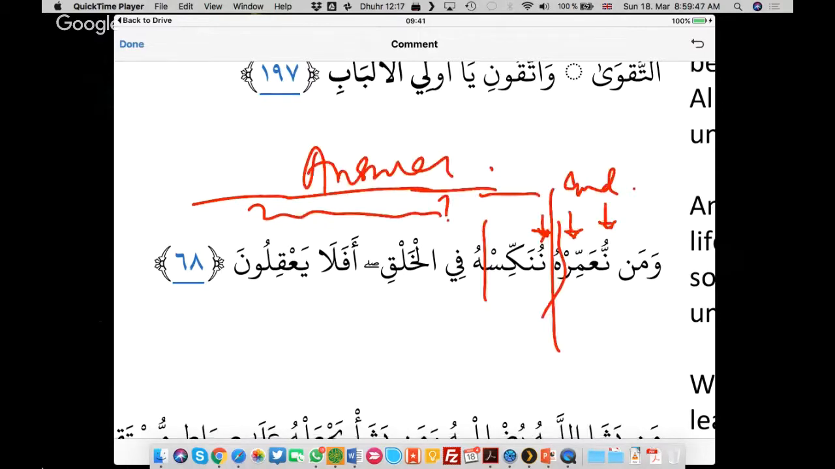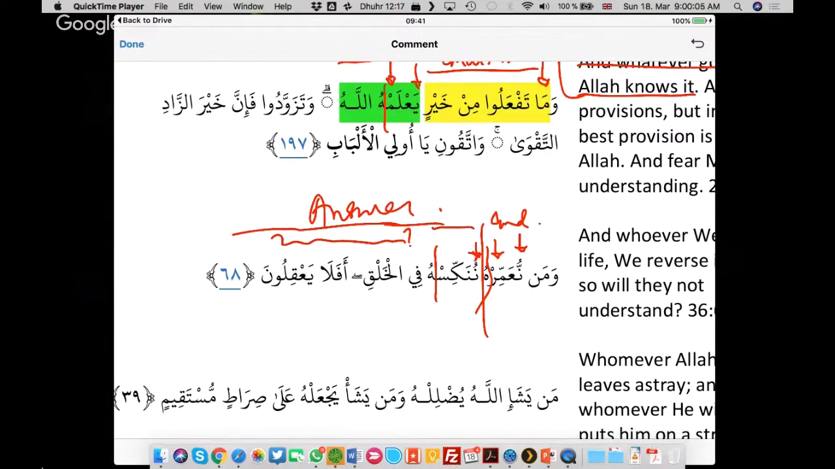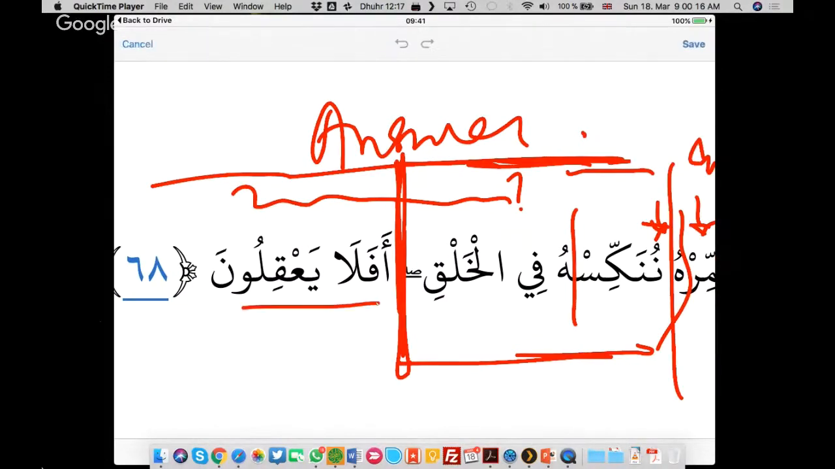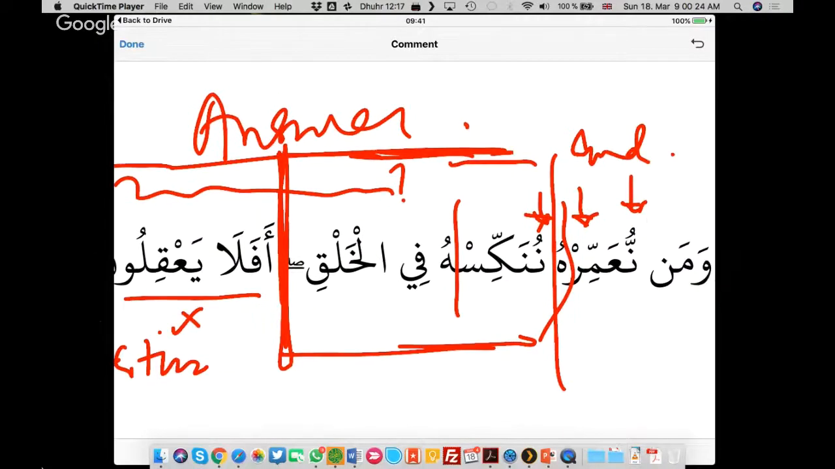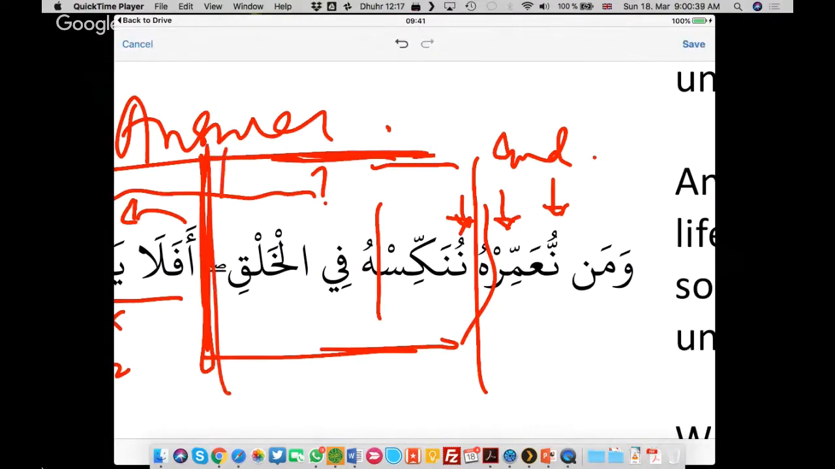Okay, let's read the example. Translation: and whoever we grant long life, we reverse in creation. So will they not understand? One thing: the answer to the condition is up to this point only. Afala yaqilun is not part of the answer. This is just a question, the hamza is a question: so then they do not think or understand? The answer to this condition would end at fi khalaqi. So the jumla fi'liya would end here after al khalaqi.